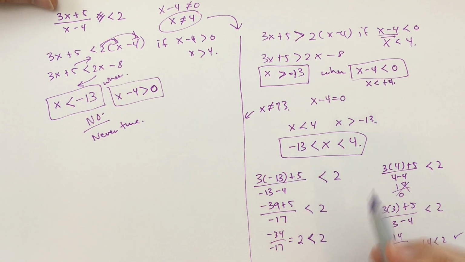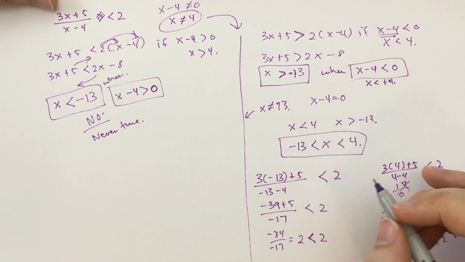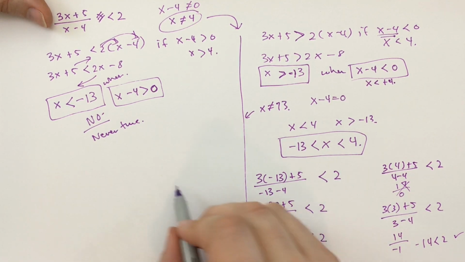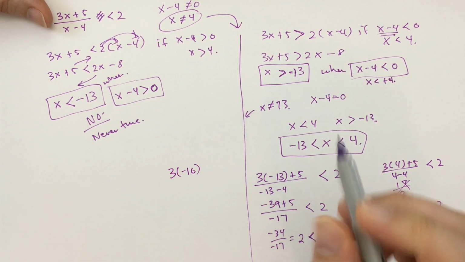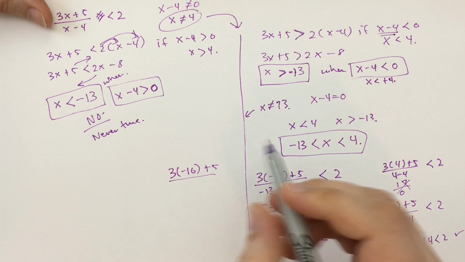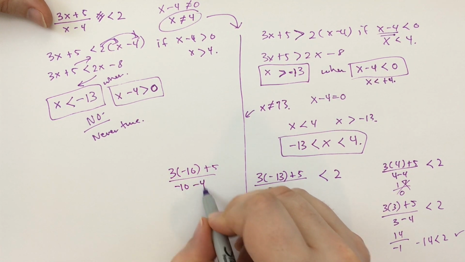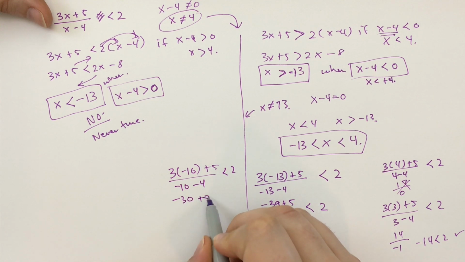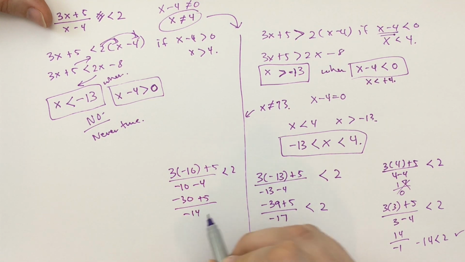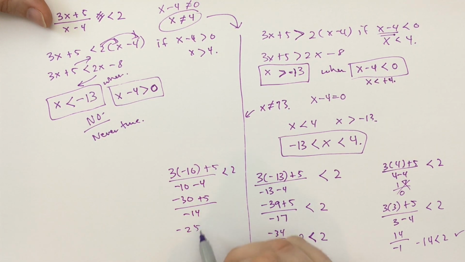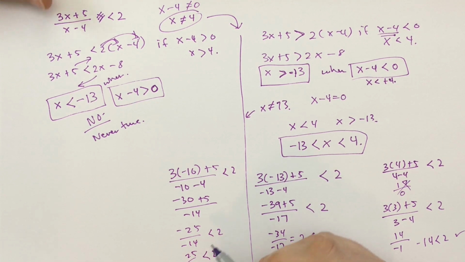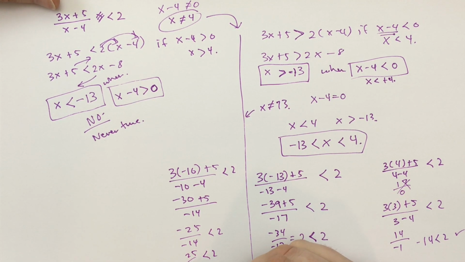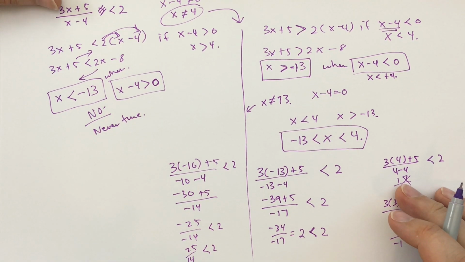Let's try something slightly larger than negative 13. Let's try negative 10. So 3 times negative 10 plus 5 all over negative 10 minus 4. It's supposed to be less than 2. So we have negative 30 plus 5 all over negative 14. So this is going to be negative 25 over negative 14. Is that supposed to be less than 2? So that's 25 fourteenths. Is that less than 2? Well, 28 fourteenths would be 2. So 25 fourteenths is less than 2.